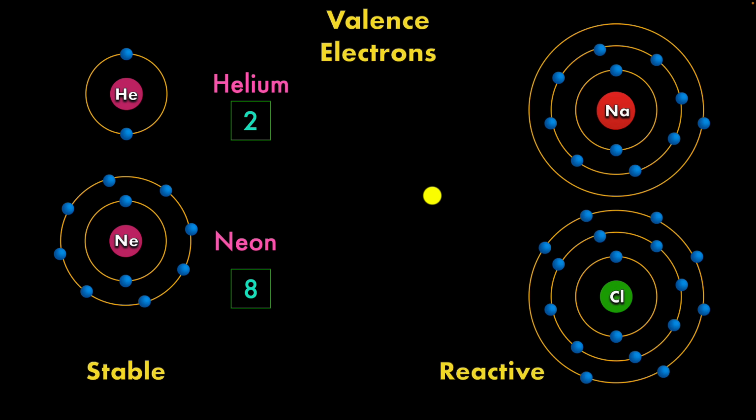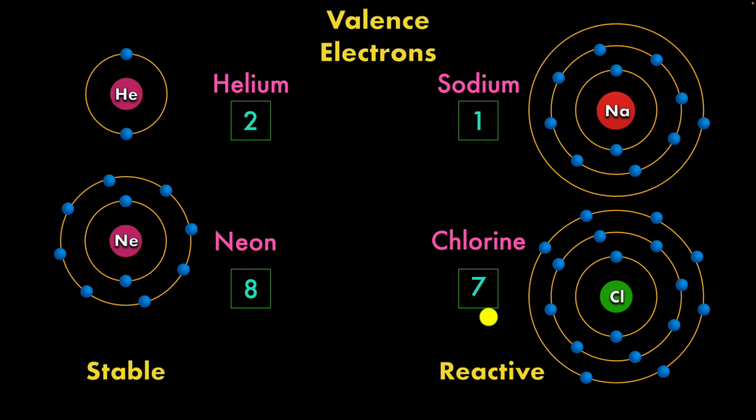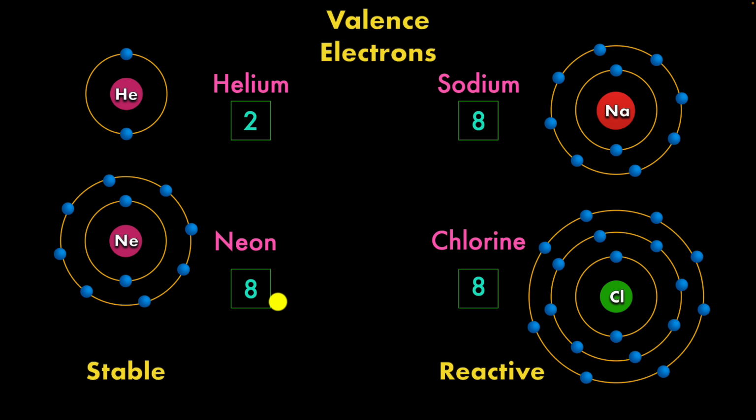Now, most other elements do not have this stable arrangement. For example, sodium has 1 electron in its outermost shell, and chlorine has 7 in its outermost shell. So these elements will react in ways to try and get 8 electrons in their outermost shell. For example, if sodium were to lose 1 electron, then look, its outermost shell would end up with 1, 2, 3, 4, 5, 6, 7, 8 electrons, just like neon. On the other hand, if chlorine were to gain 1 electron, then it too would have 8 electrons in its outermost shell, just like neon. So this explains their reactivity.